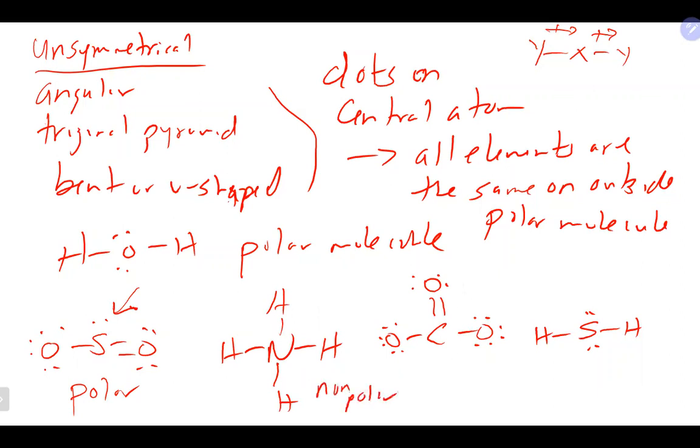Here I see no dots. Everybody on the outside is the same. Should be polar or non-polar? Should be non-polar. Here I see dots. Everybody on the outside is the same. Polar or non-polar? Should be polar. So once again, if you draw your Lewis structure and there are no dots and it's the same, it's going to be non-polar. If there's no dots and everybody on the outside is not the same, it's going to be polar. And if there are dots on the central atom, it is going to be polar if everybody is the same on the outside.